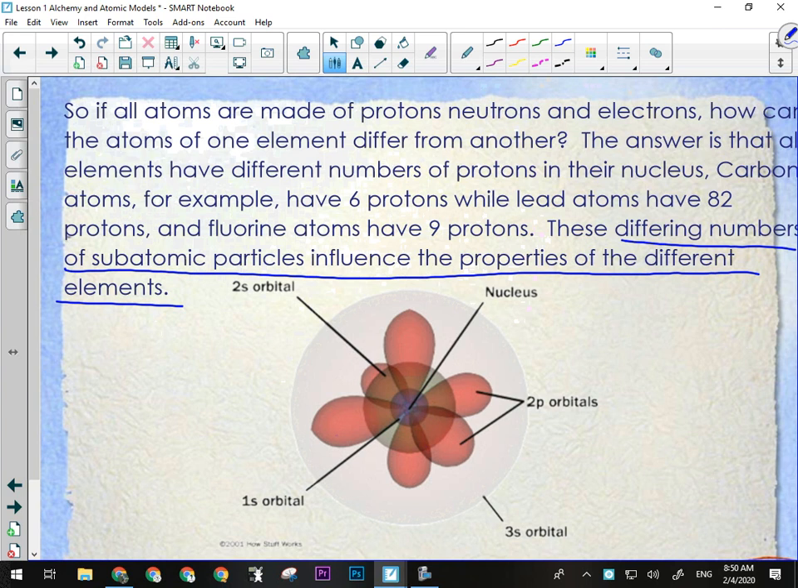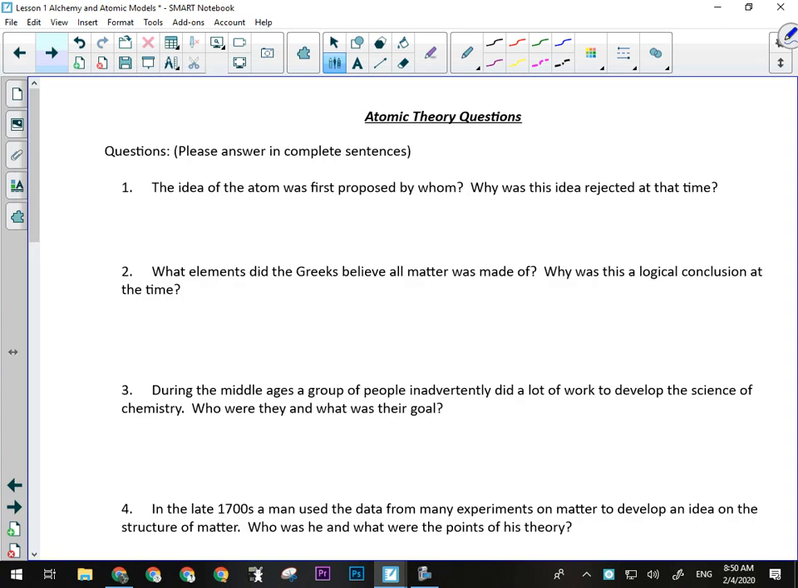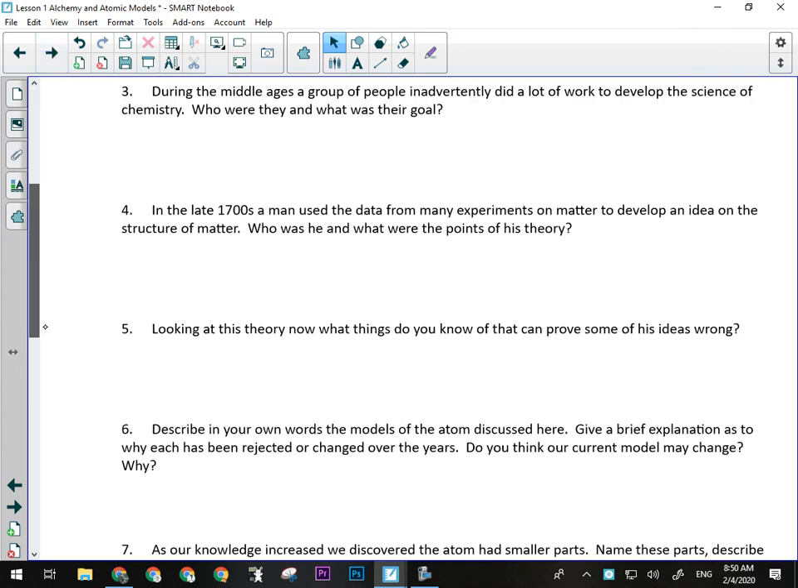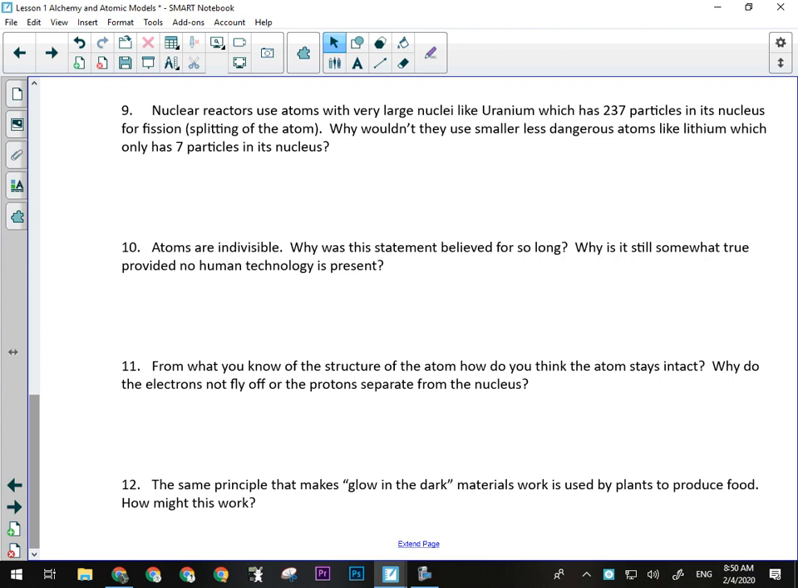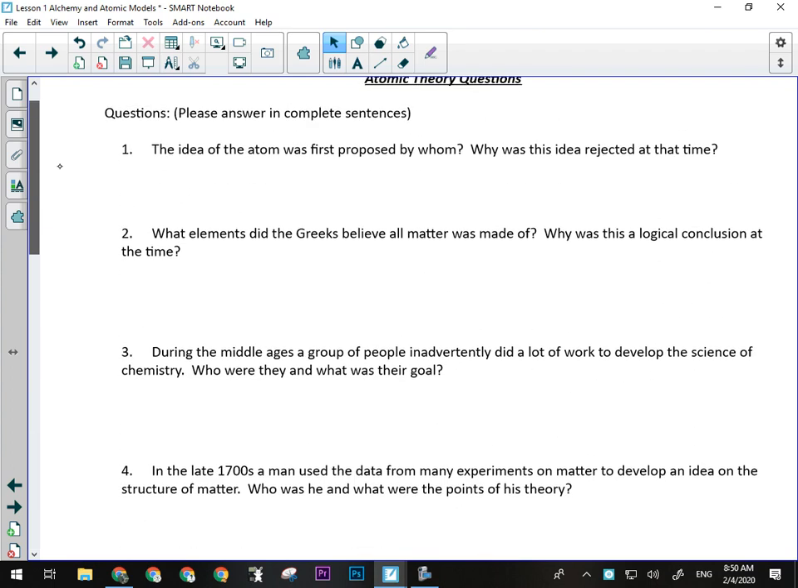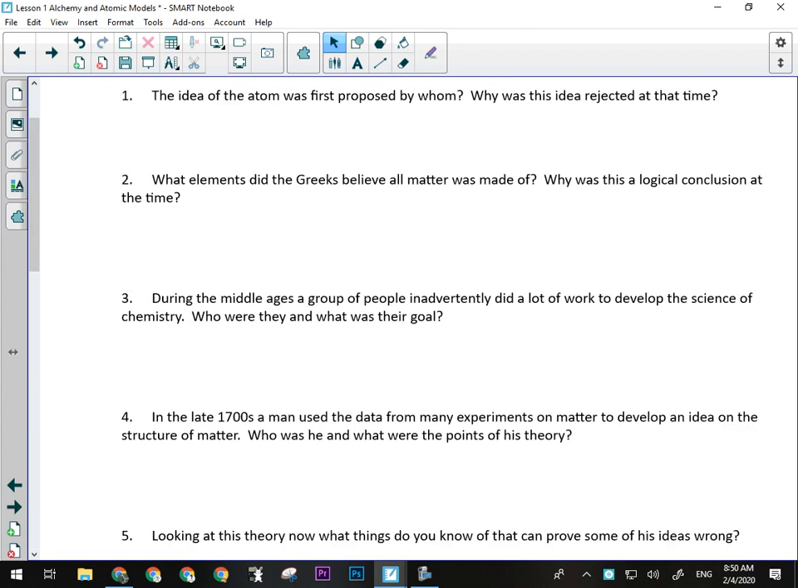So based on what we learned yesterday, there's some questions that I'm going to want you to answer. I'll give you some time here to do these. They're on the first page of the chemistry workbook as well. There's 12 of them. They're not terribly difficult. Most of them you just kind of look up in the notes.